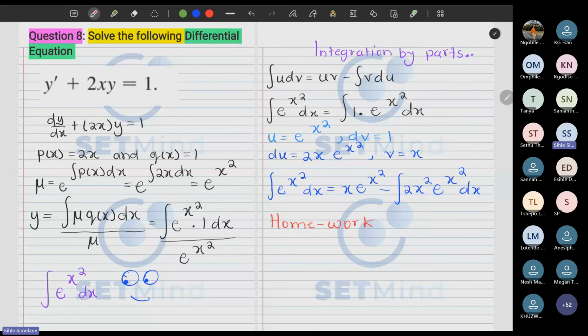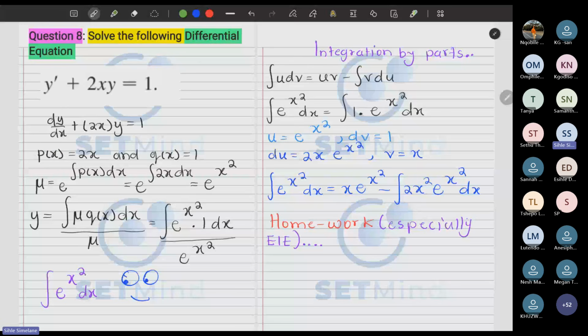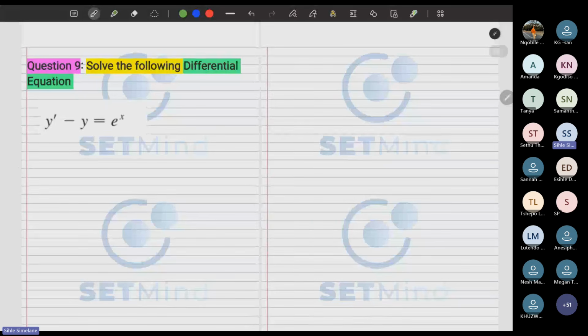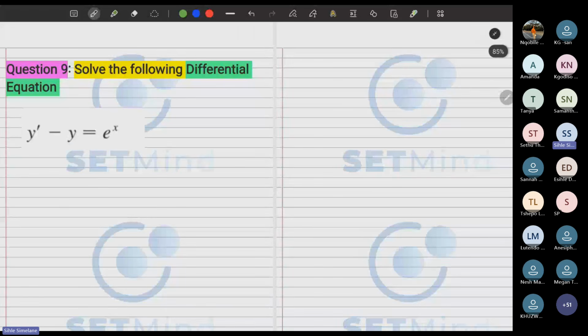And here I'm going to say, especially the guys who are doing EIE, I want to see what they will find, and then they will eventually find out later in their course how to deal with such. Anyway, let's move, guys, to question number 9. I think I have up to question 10. Then we'll speak about operators.